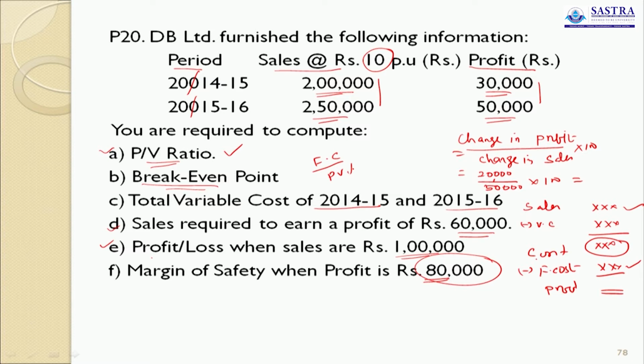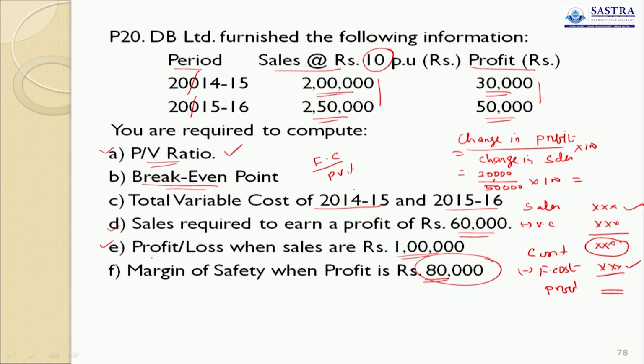What is the difference between contribution and PV ratio? Contribution is the difference between sales and variable cost in terms of rupees. The difference between sales and variable cost in terms of percentage is called PV ratio. This is the major difference between these two. When we say contribution in terms of rupees, this is contribution. When you say contribution in terms of percentage, this is PV ratio.